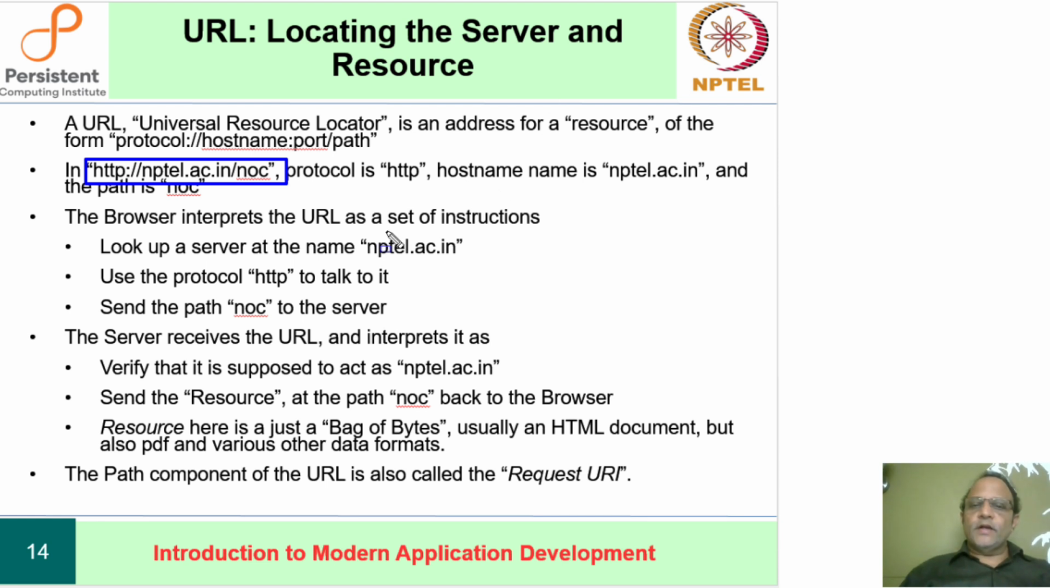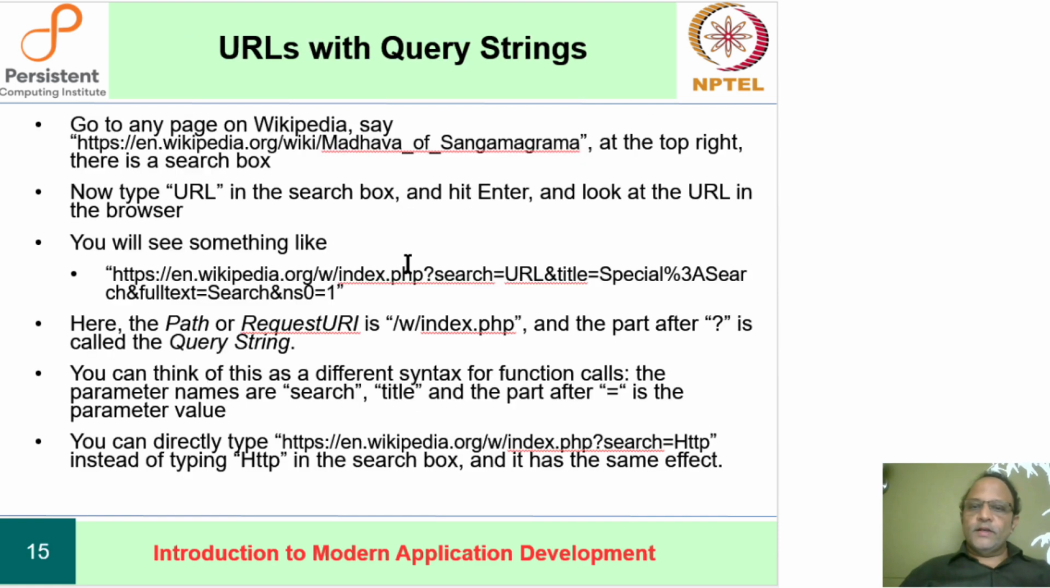URLs like nptel.ac.in/noc are the simplest kind of URL. There are many more complicated URLs that we will have to take a look at in a minute. So let's begin. The next most common kind of URL is what is called a URL with a query string.